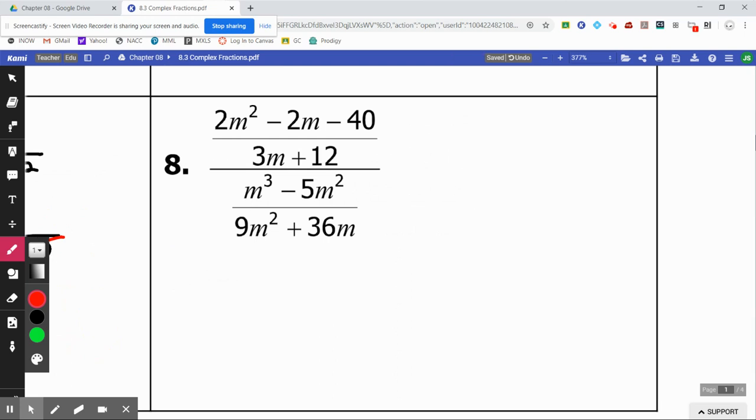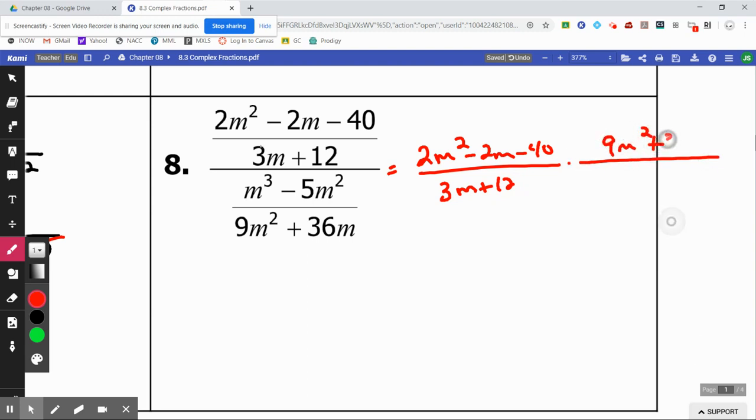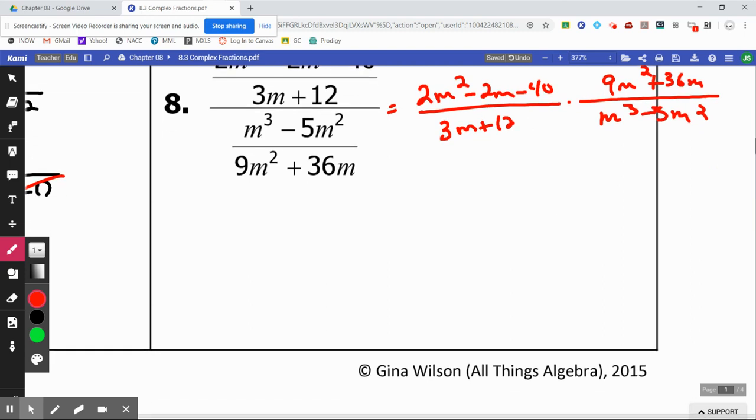Number 8. Again, flip and multiply. You're going to have a 2m squared minus 2m minus 40 over 3m plus 12 times the reciprocal of the bottom, which is 9m squared plus 36m, and an m to the third minus 5m to the second. Let's see what all we can factor. Here we can pull out a 2. So pull out a 2, and you're going to be left with m squared minus m minus 20, which is actually going to factor again.